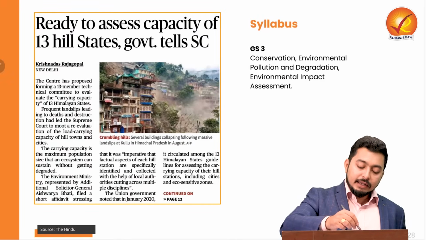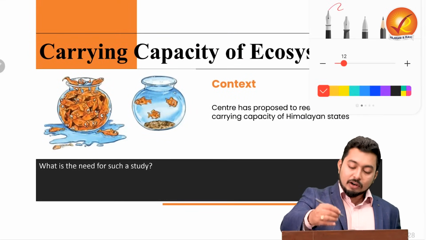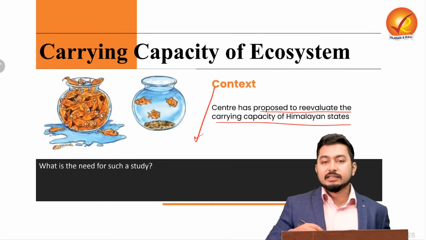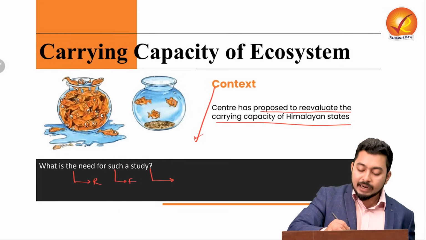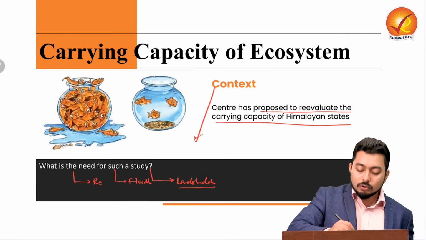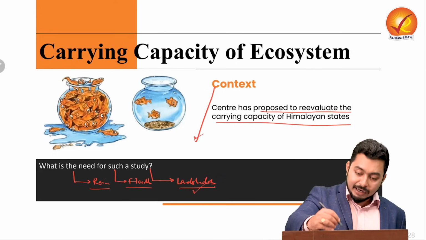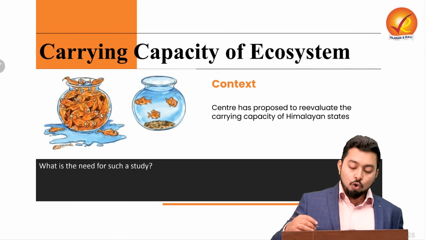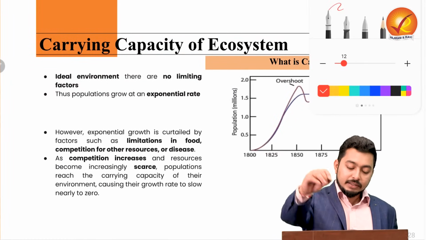The next article is related to carrying capacity, and this pertains to your GS 3 environment. Now, what is the context? The center has proposed to reevaluate the carrying capacity of the Himalayan states. Why? Because we are looking at incessant rains, floods, and landslips or landslides. The excessive rain triggered a lot of localized floods as well as landslides, which has created havoc and devastation in Himalayan states. That is why the center is proposing a 13-member body to look at the carrying capacity of all Himalayan states. Now, let's understand what carrying capacity is.